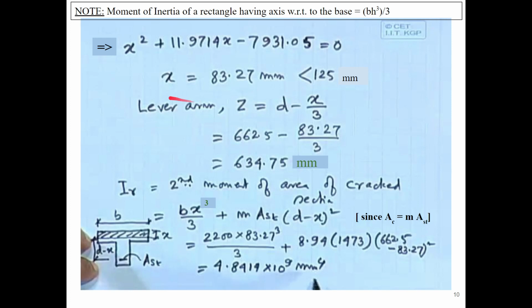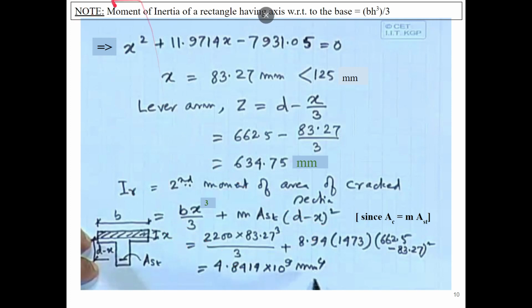After getting this, we will calculate the lever arm. The lever arm is z, that is d minus x by 3, which comes out to be 634.75 millimeters. Now we will calculate the Icr value, that is the second moment of area of the cracked section, and that will be calculated using this formula.